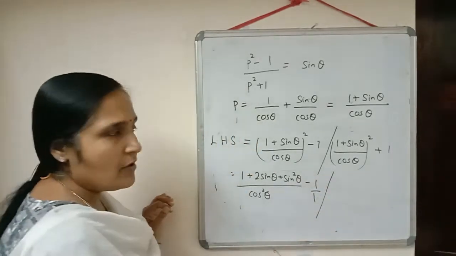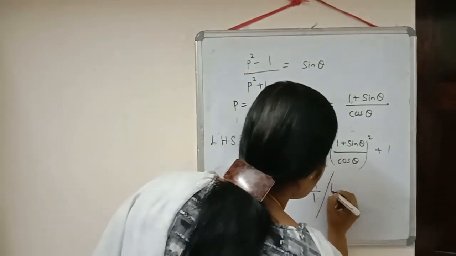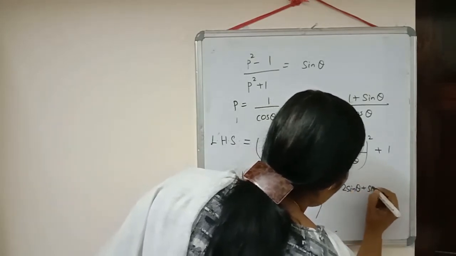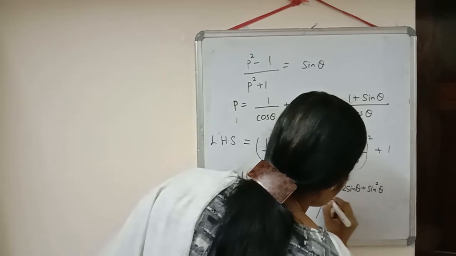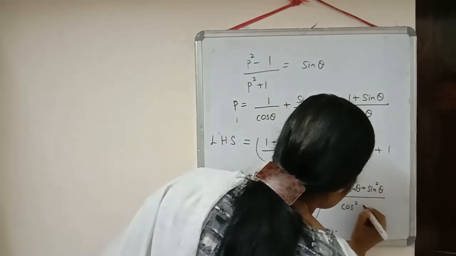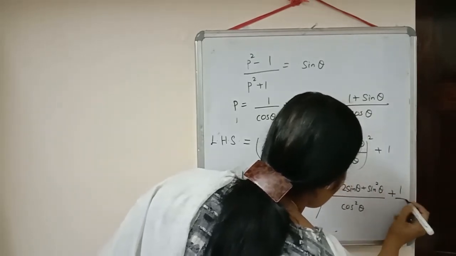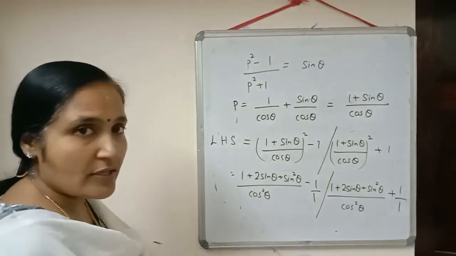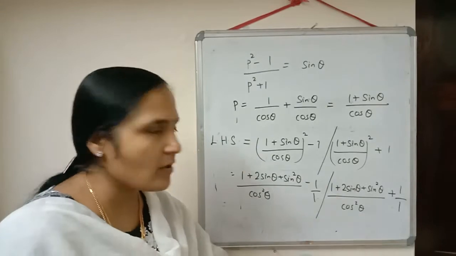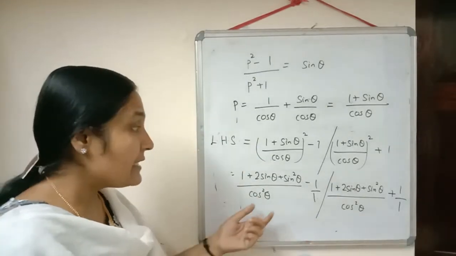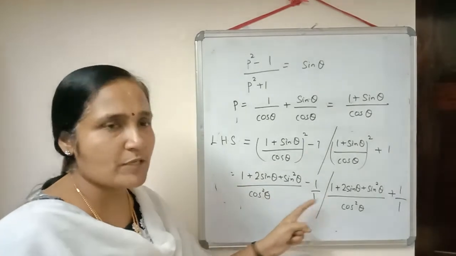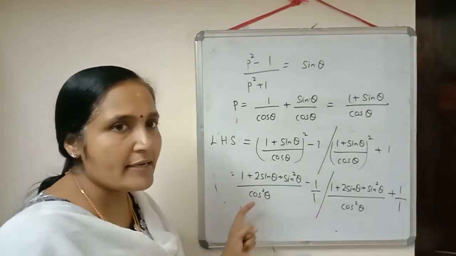Same in the denominator also. We'll use the identity, then it will be equal to (1 + 2 sin theta + sin² theta) / cos² theta + 1. Again 1 can be written as 1 by 1. And normally students are cancelling cos² theta here only. That is wrong. When cos² theta divides the whole expression, then only you can divide these two.